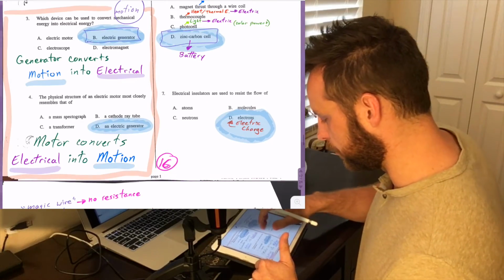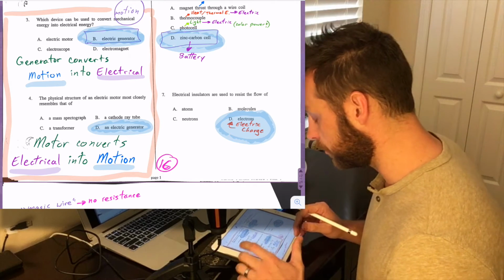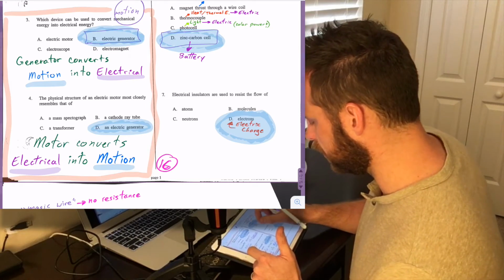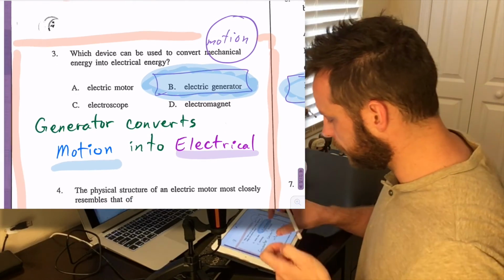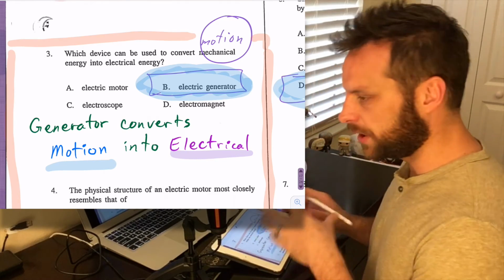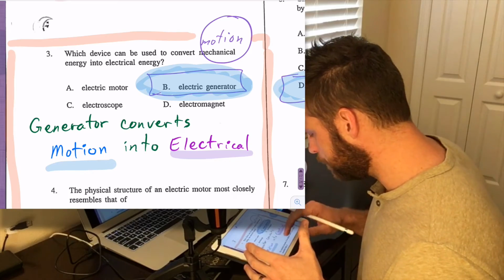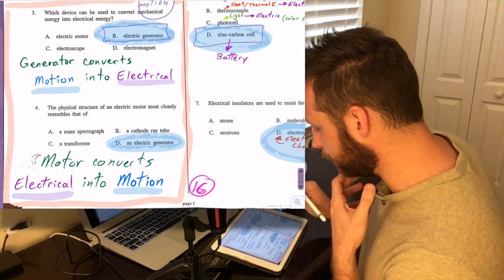So let's take a look at numbers 3 and 4. I've circled them together in orange there because they're kind of a package deal. So number 3, which device can be used to convert mechanical energy into electrical energy? And so we need to know that mechanical is referring to motion. You can kind of link those in your mind with M for motion, M for mechanical. And here's this, let's take these 2 questions as a package deal.